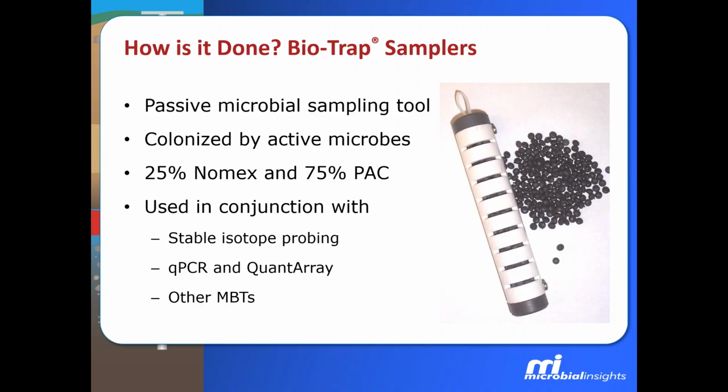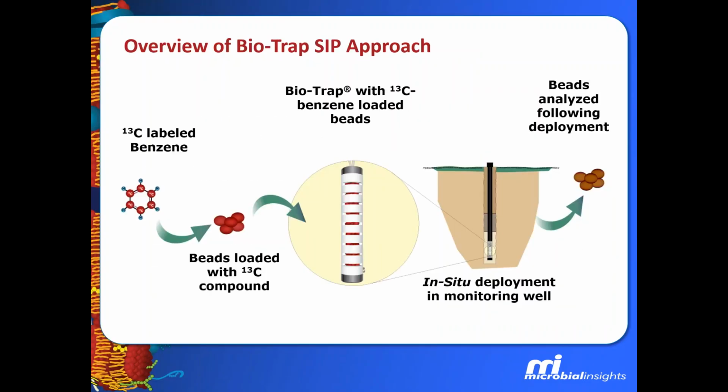It's a product that Microbial Insights markets. The key component are what's called Bio-Sep beads that you see in the photo here to the right that are made of 25% Nomex and 75% powdered activated carbon. That powdered activated carbon component is very important to the stable isotope probing method, because what we do is to take that C13 labeled compound and adsorb it to the activated carbon component of the Bio-Sep beads, as illustrated in this diagram, and then we load those beads into the biotrap.